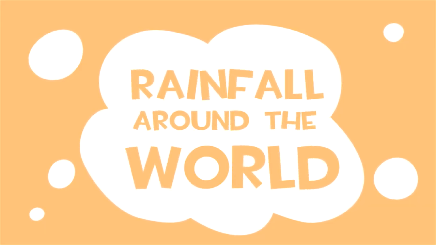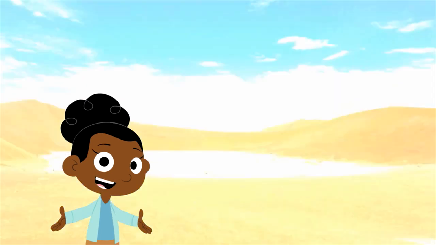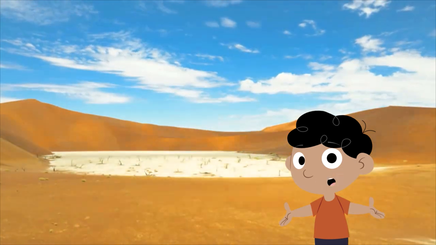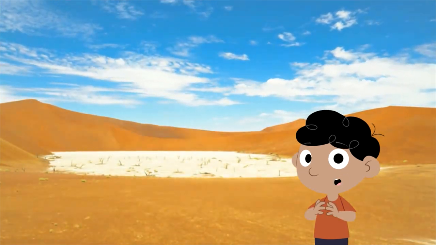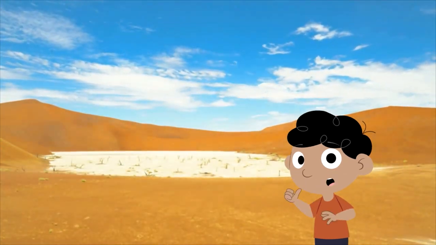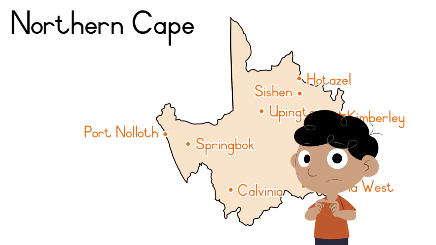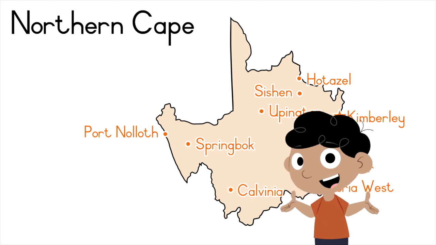Rainfall around the world. The climate of an area affects the rainfall that the area receives. Desert areas with arid climates receive very little to no rain during the year. North Africa, the Middle East, and the center of Australia are examples of dry areas. Even parts of the Northern Cape receive very little rain during the year.